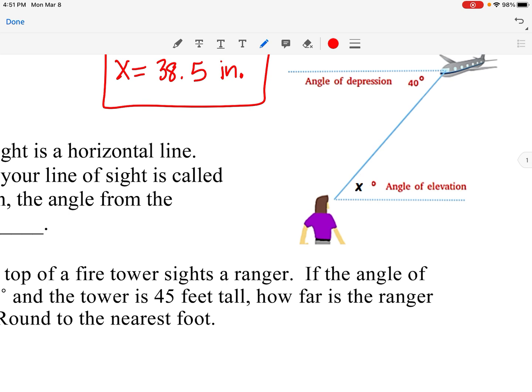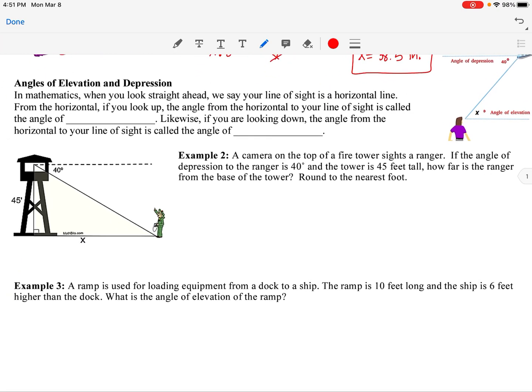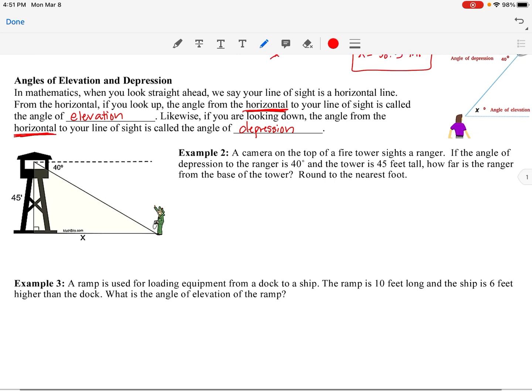Again, that's what we have to do, and then you would create a triangle. We can create a triangle up here in this corner, or you can create a triangle going this way in this corner. From the horizontal, if you look up, the angle from the horizontal to your line of sight is called the angle of elevation. If we are looking down, the angle from the horizontal to your line of sight looking down is called the angle of depression. So always go from the horizontal. That is so, so, so important. I'm going to underline that because it's always from the horizontal.